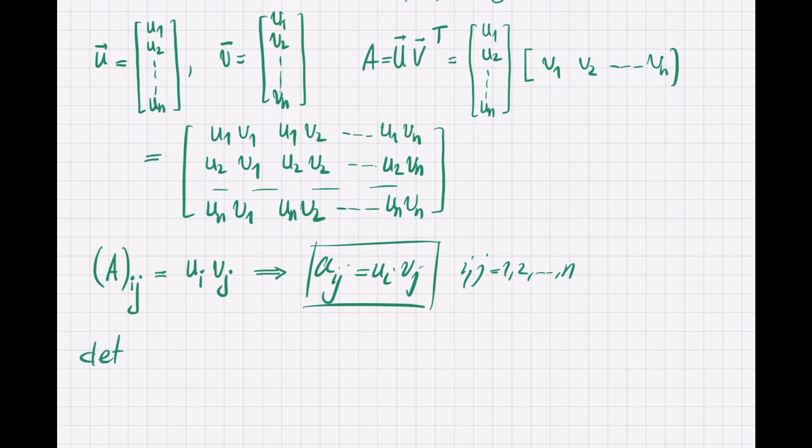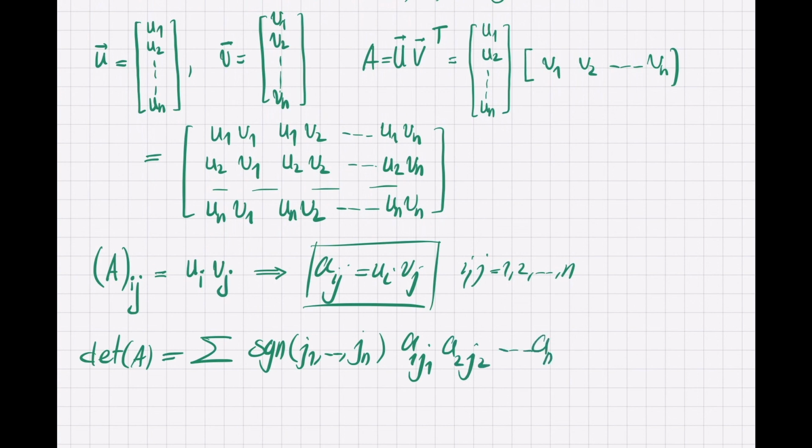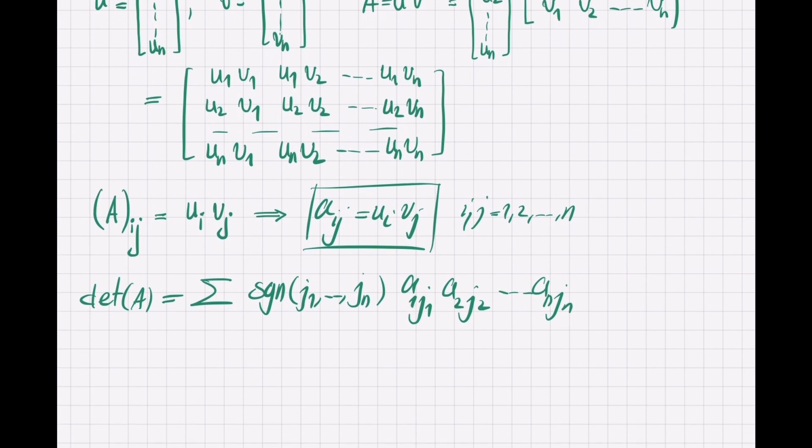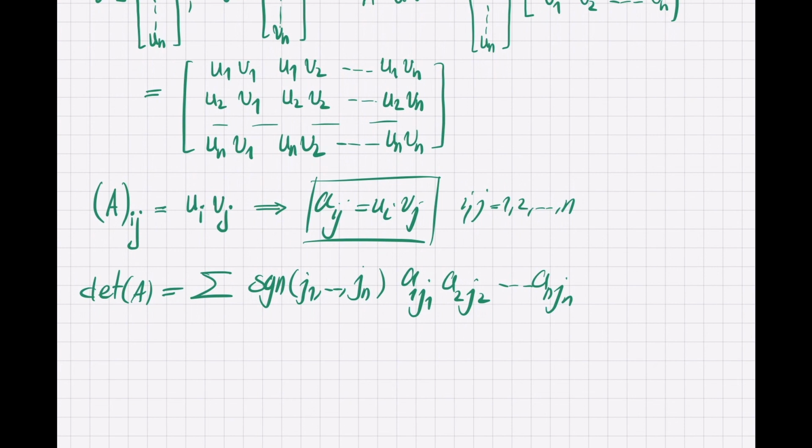So the determinant of A would be a sum over signed elementary products. But of course here we are not considering the signed elementary products, we are only considering the elementary products themselves. So it is a1j1, a2j2 up to anjn, in which j1, j2, jn is a permutation of 1, 2 up to n. So they are the same numbers but probably in different orders. Okay, so let us consider this typical elementary product.